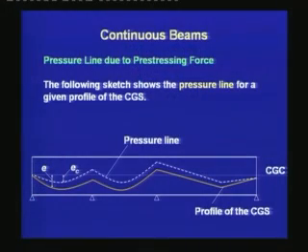The following sketch shows the pressure line for a given profile of the CGS. The orange line is the profile of the CGS, and the dashed line is the pressure line. Observe that the pressure line has a similar variation as the profile of the CGS. Thus, due to the prestressing force, the compression shifts up from the CGS to the pressure line.